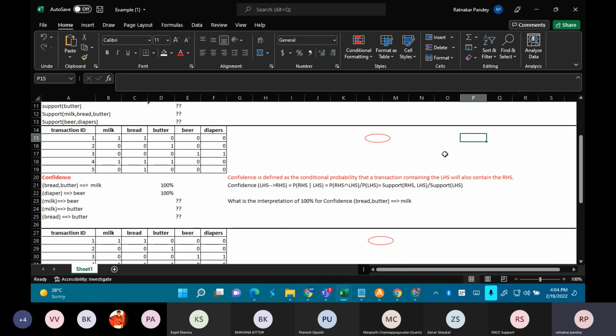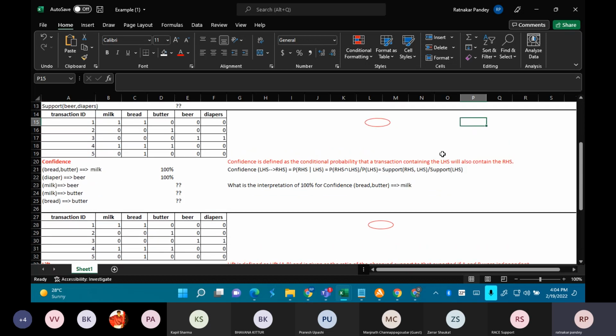So here we're trying to figure out if one particular item is bought, what is the probability that the next item will be bought? And if they have a very high probability, I would like to put them together. Then I can make a recommendation that you're heavily likely to buy this. So that's the confidence metric that we're looking at. Left hand side towards right hand side, or you can say the antecedent and consequent, which is the probability of the right hand side happening given the left hand side has already happened.